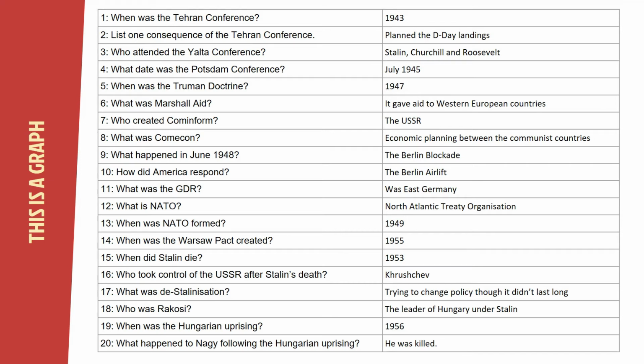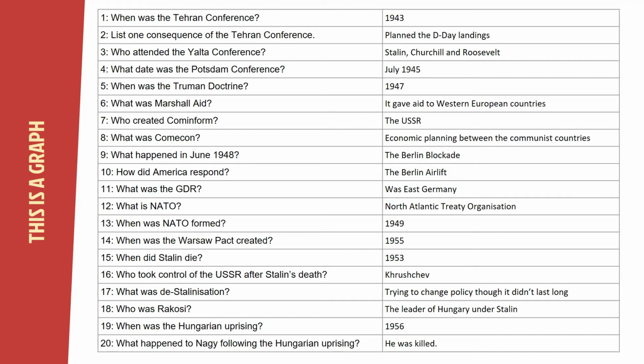Cominform is created by the USSR, so it's created with its satellite states, so all those Eastern European countries it took over. Comecon is the economic planning between the communist countries, so it's basically the communist version of Marshall Aid. What happened in June 1948 was the Berlin blockade. America responded with the Berlin airlift.